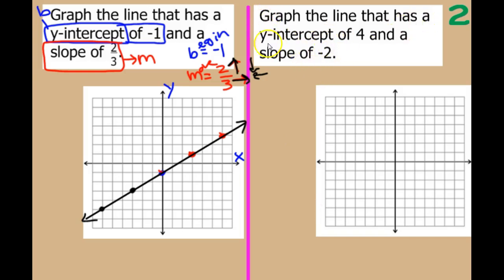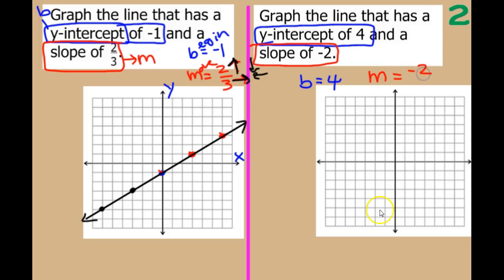It says graph the line that has a y-intercept of 4. So b is 4. And then a slope of -2. Our slope is the letter m, which is -2. Slope is always a fraction though, rise over run, so I'm going to put it over 1.